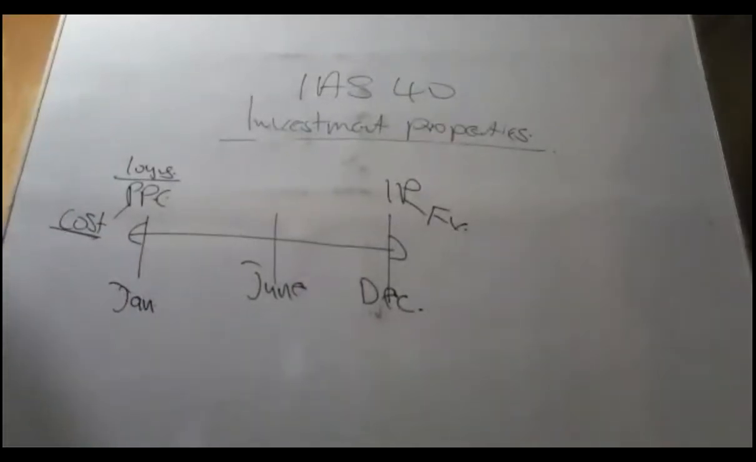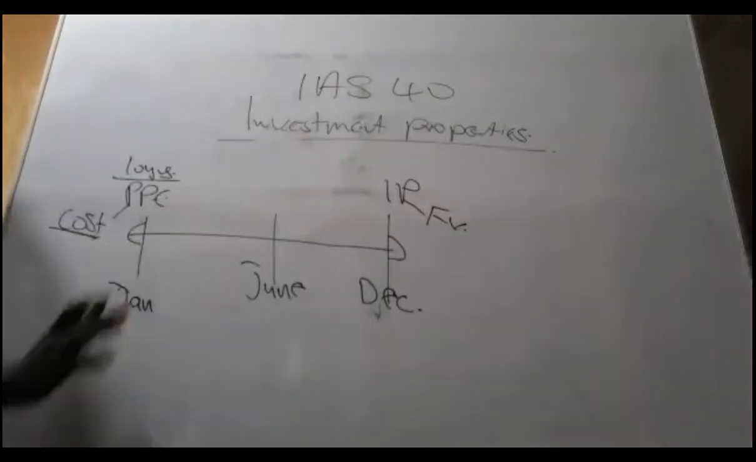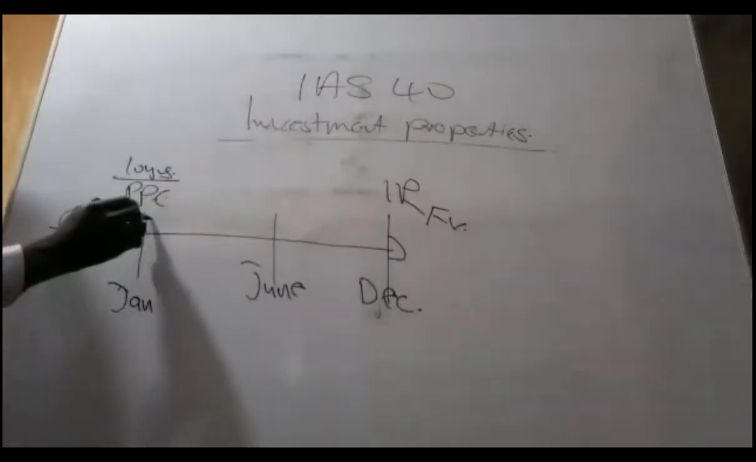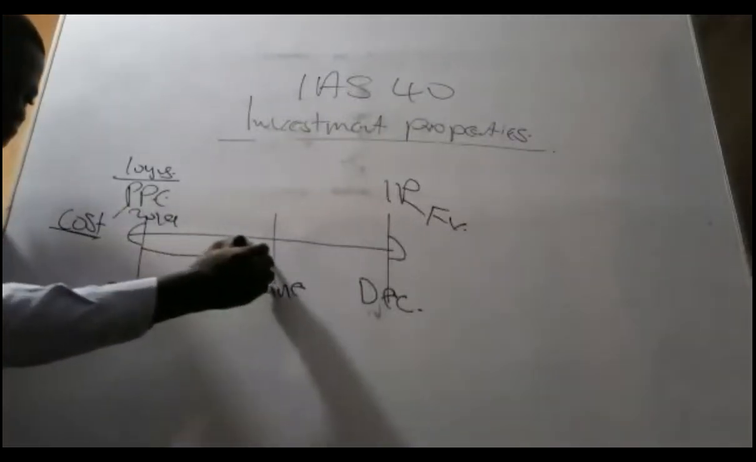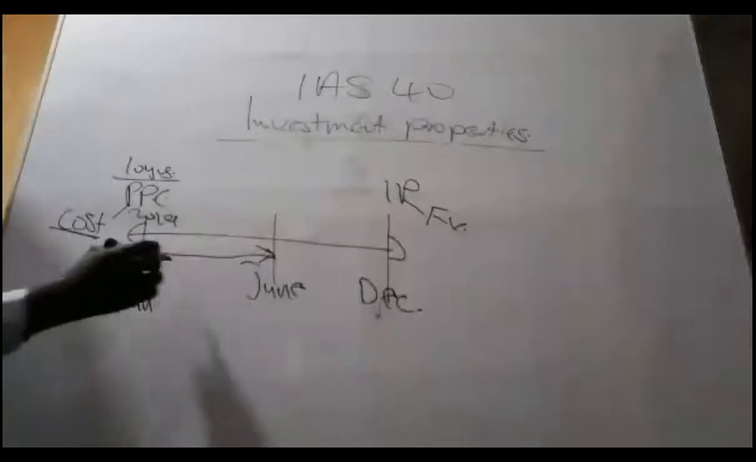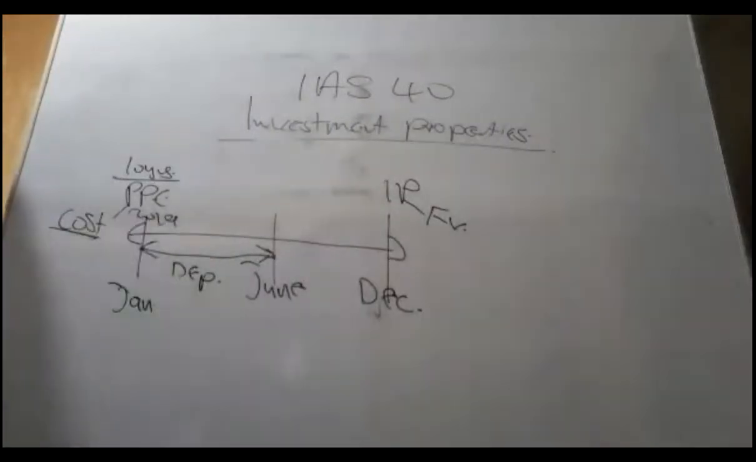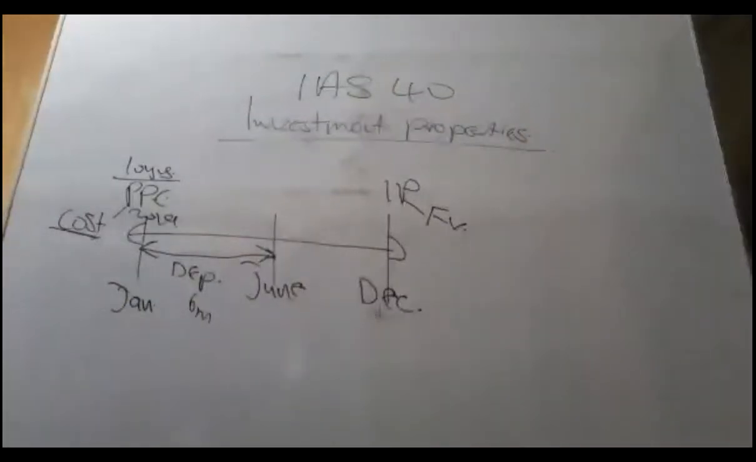Now, the asset must be depreciated until the transfer. Let's assume the transfer was successful in 2019. It means the asset must be depreciated from January up to June, because the transfer was successful at this date. So here we depreciate the asset because we are still using the cost model. That's the first thing: the asset must be depreciated until the transfer date. So depreciate the asset from January up to June. So 6 months depreciation must be charged.